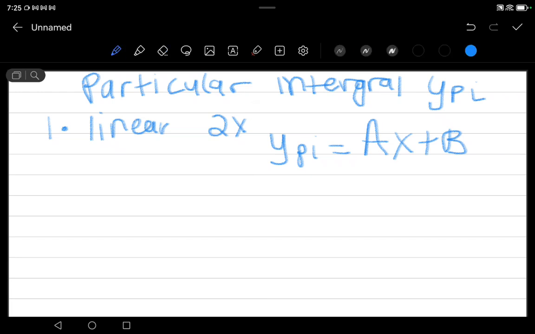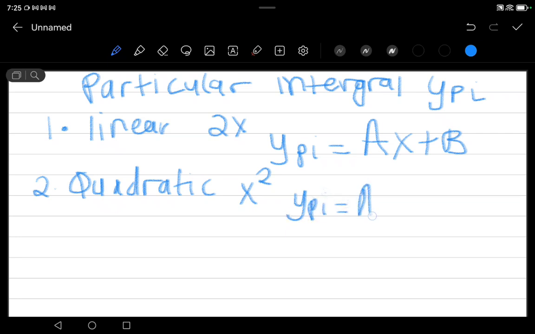And then number 2, we're going to have a quadratic. So when we're talking about quadratic, it's going to be x squared. So the YPI for quadratic is going to be YPI equals ax squared plus bx plus c. Okay, this is for quadratic.